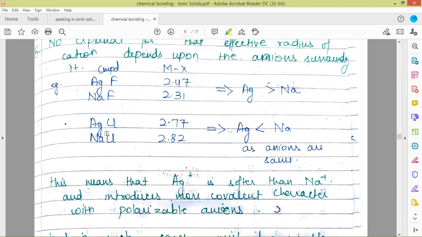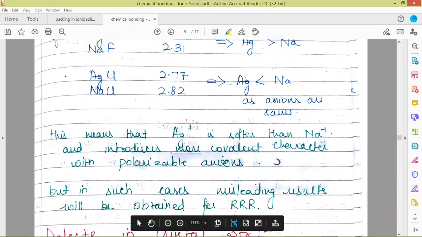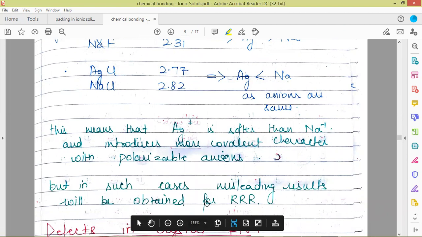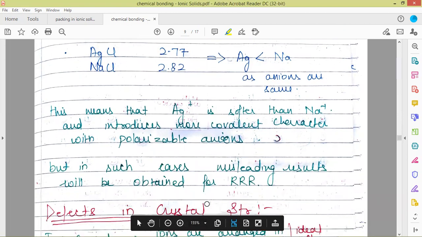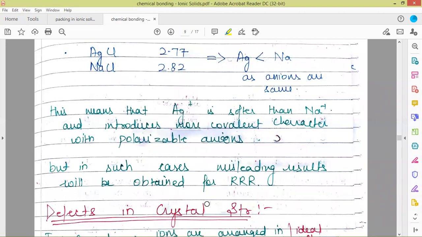So this particular nature of silver will give us misleading results. If we calculate the size of silver from one compound and then put this size of silver for the calculation of fluoride, that will give us misleading results. Such cases were not at all explained by the radius ratio rule. So these all are the limitations of the radius ratio rule. But to a large extent, this radius ratio rule is applicable, and it is widely acceptable because it is applicable to a large number of crystal systems, but with some limitations.